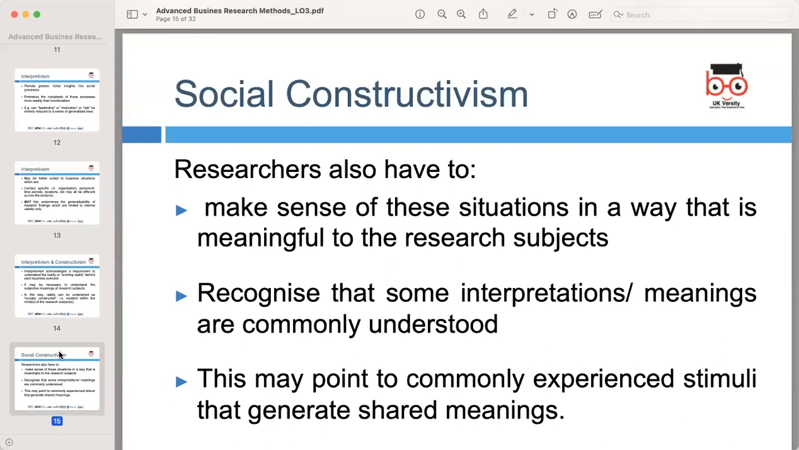Basically, social constructivism highlights the importance of understanding how meanings are constructed and shared within a social context. By considering the interpretations and shared meanings of our research subjects, we can develop a more comprehensive understanding of their experiences. Also remember, our goal is to make our research meaningful to the people we study, and social constructivism helps us achieve that.